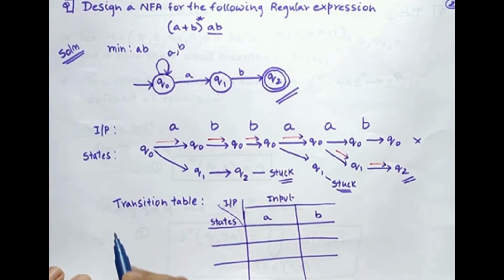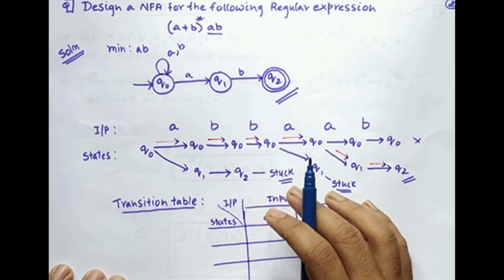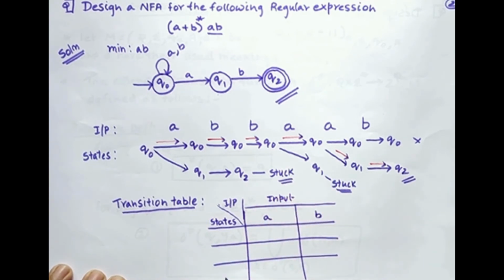Finally, let us draw a transition table. A transition table is just a tabular representation showing you the states and the other states where the transition happens on reading the inputs. So we have states on the rows, each row depicts a different state, and each column is a different input.